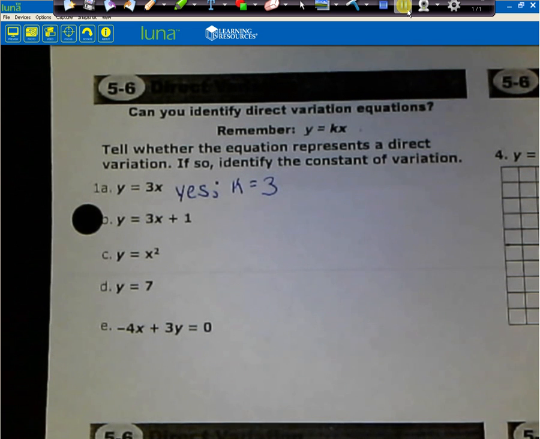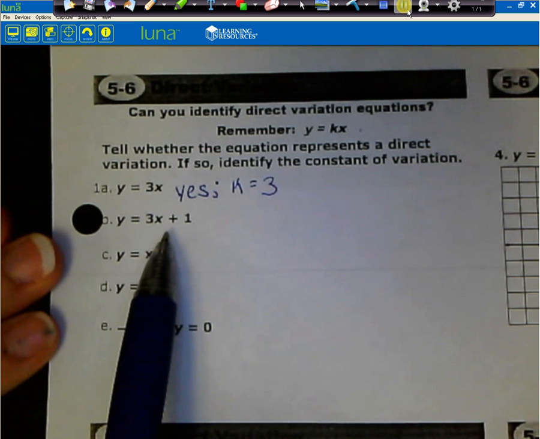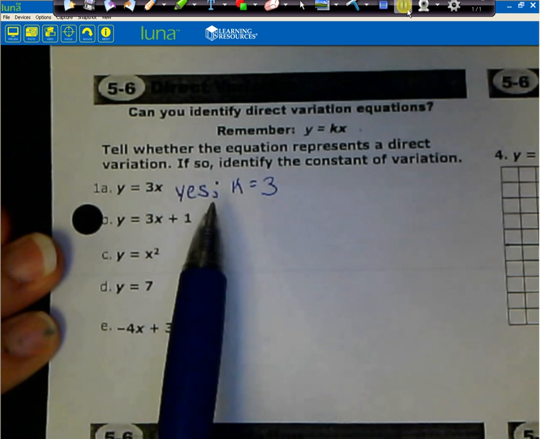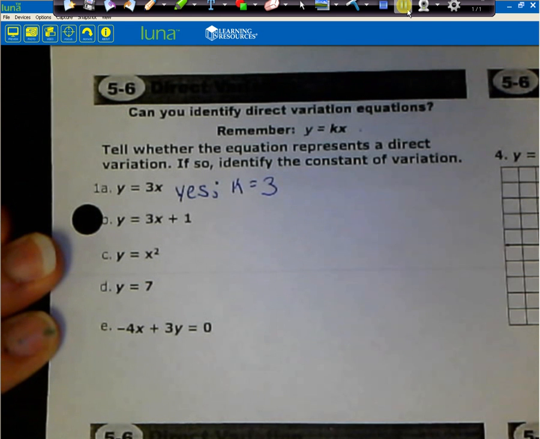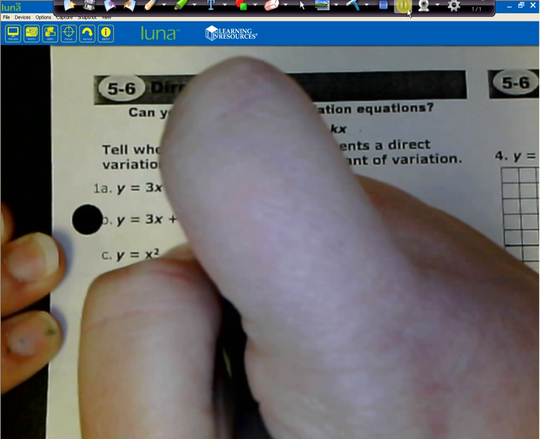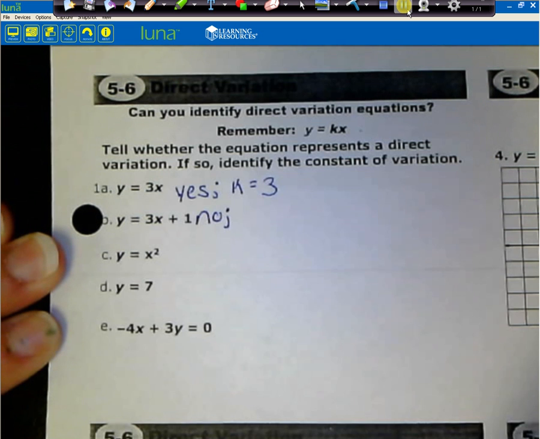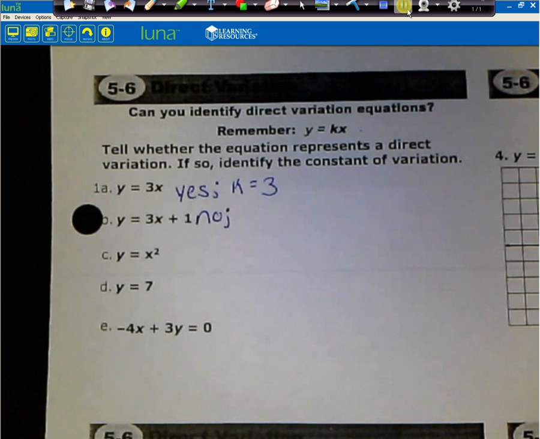So now we're going to look at B. It says y equals 3x plus 1. This one is not a direct variation because of the plus 1 on the end. Direct variation doesn't have a plus or minus anything over here. Plus, if we were to graph this, it would not go through the origin since its y-intercept is at 1, so we're going to put no for this one. And the reason that it's no is that it does not pass through the origin.